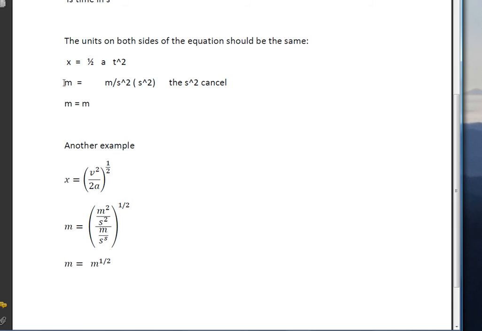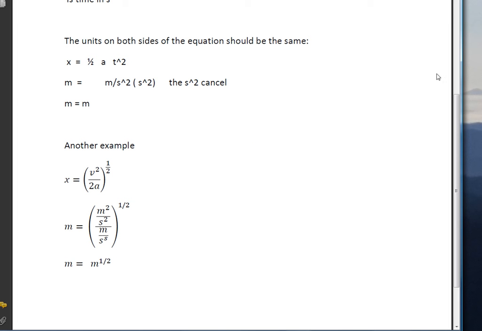So I'm going to take my equation, x equals 1/2 a t squared. The half doesn't matter. It's just a constant, so we'll ignore it. Everything needs to be measured in meters. So if I take meters per second squared and multiply it by seconds squared in the equation, the seconds will cancel out and I'll be left with meters.